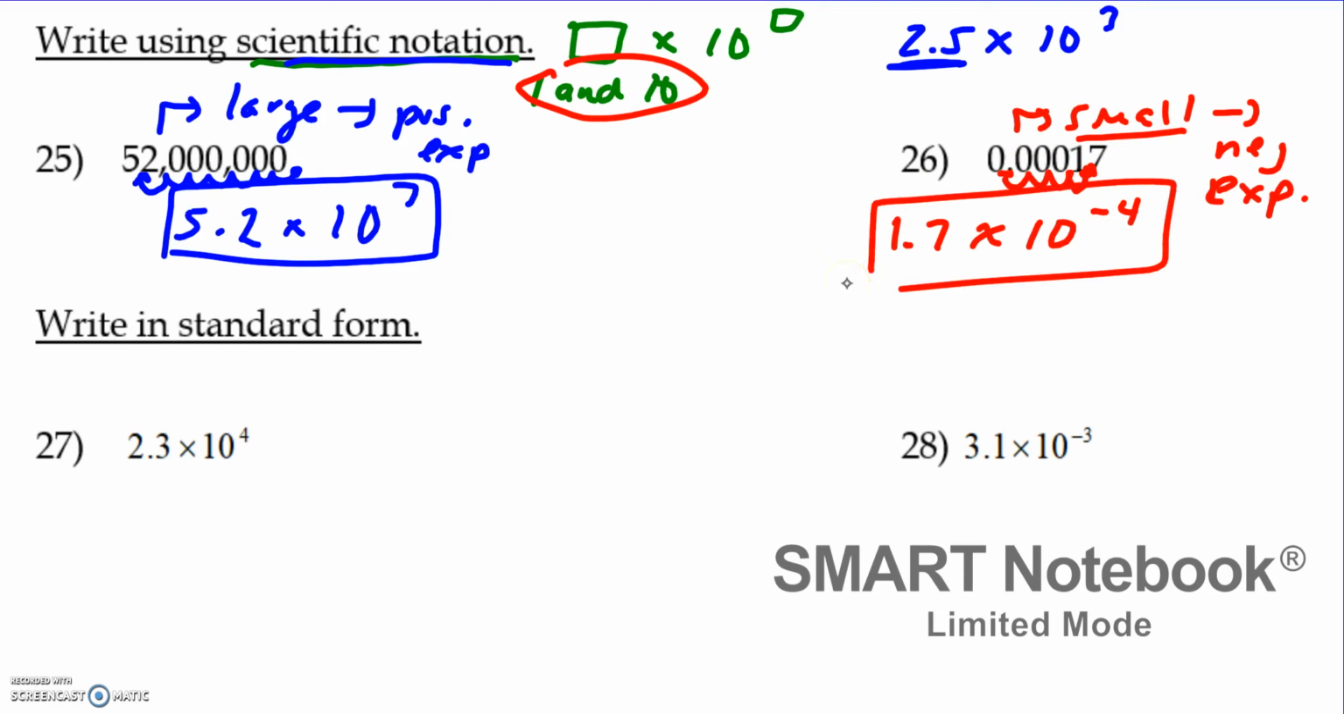Now for the record, the answer could be written without the x. It could be written with a multiplication dot instead. So you could have 5.2 times 10 to the 7th like that as well, if you want.